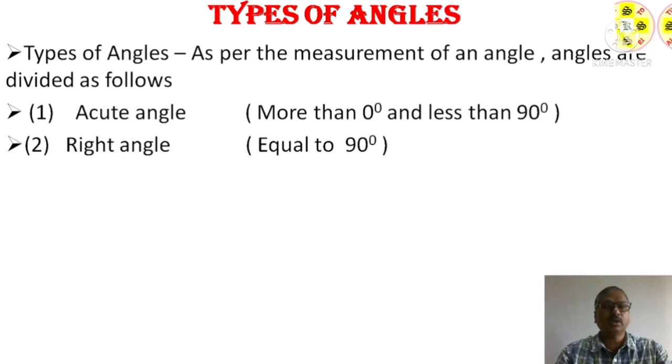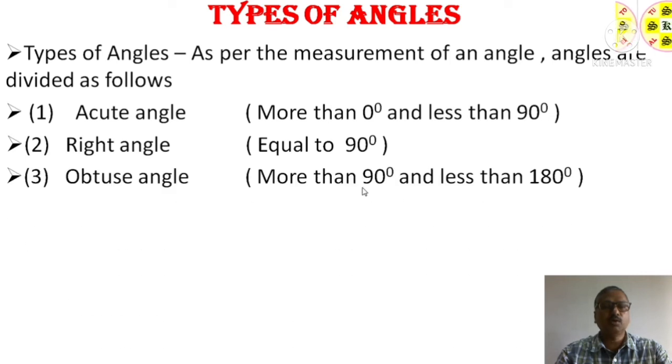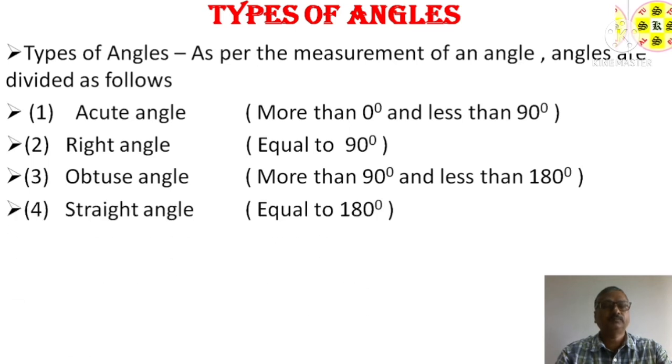What is an acute angle? More than 0 degree but less than 90 degree. Whatever the measurement of an angle lies within this, the angle is known as an acute angle. A right angle is equal to 90 degree. An angle exactly equal to 90 degree is known as a right angle. An obtuse angle is more than 90 degree and less than 180 degree. If the measurement is more than 90 degree but less than 180 degree, then the angle is known as an obtuse angle.